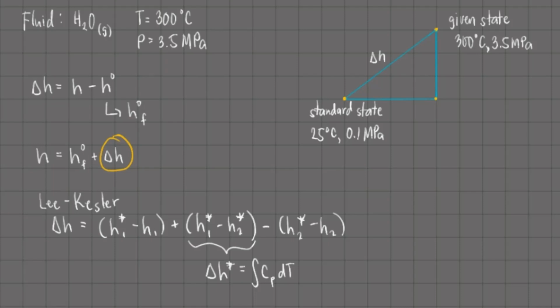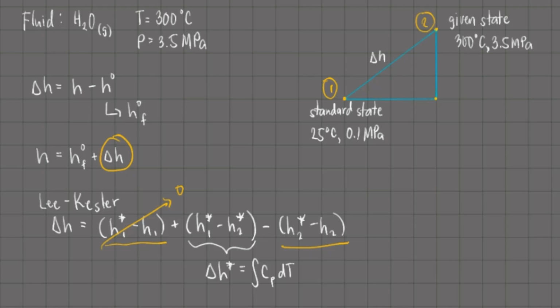The terms H1 asterisk minus H1 as well as H2 asterisk minus H2 can be determined from our Lee-Kessler generalized enthalpy departure charts. However, in most cases, H1 asterisk minus H1 is negligibly small such that we can assume that almost always it is equal to 0. That is because we are comparing our given states, 300 degrees Celsius and 3.5 megapascal, to our standard states, 25 degrees Celsius and 0.1 megapascal. The ideal gas enthalpy of our standard states almost always mimics the actual enthalpy of our standard states. That's why our first term here becomes 0.